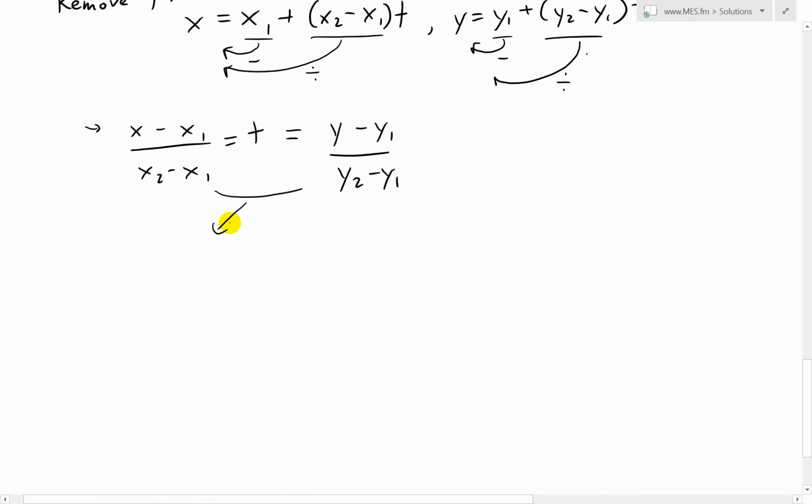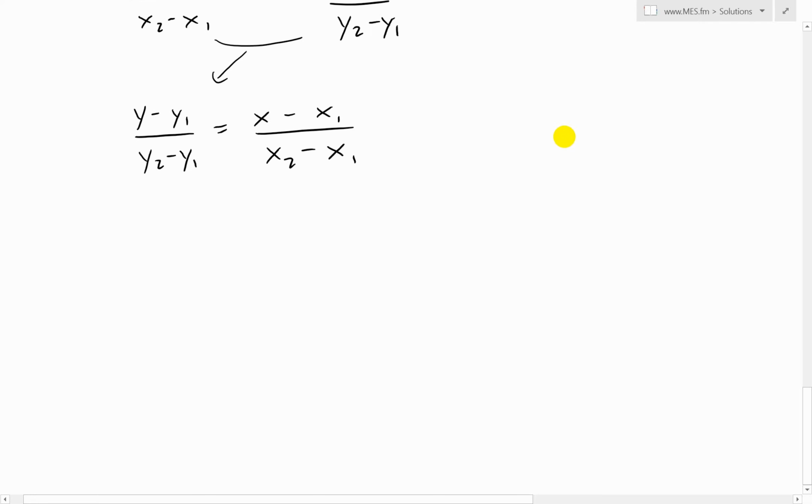So there's what we have, and then we can equate these together and remove the t. So then we have, and I'll move the y in front, y minus y1 over y2 minus y1 is equal to x minus x1 over x2 minus x1 like that, and we can move this over so we can more clearly show that this is in fact an equation of a line. So we have here y minus y1 is equal to y2 minus y1, divided by x2 minus x1. Let's move this to the right. Then multiplied by x minus x1.